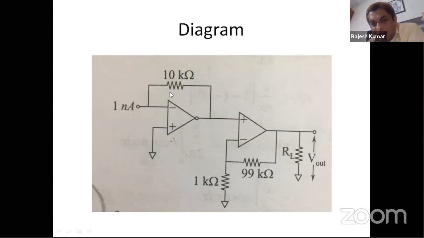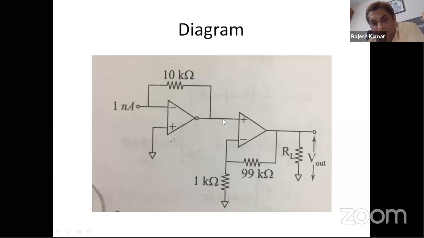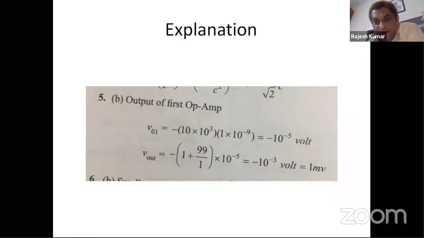So in this case, you will use the formula V naught is equal to minus RF over R into VI. In the second case, you have to use the formula V out is equal to 1 plus RF over R into VI. So you have to keep in mind whether inputs are connected to the negative or the positive terminals. Now it also says that the input resistance of the first op amp will be around 1 ohm only. This is the formula we have. I have used the formula with the output of the first op amp.